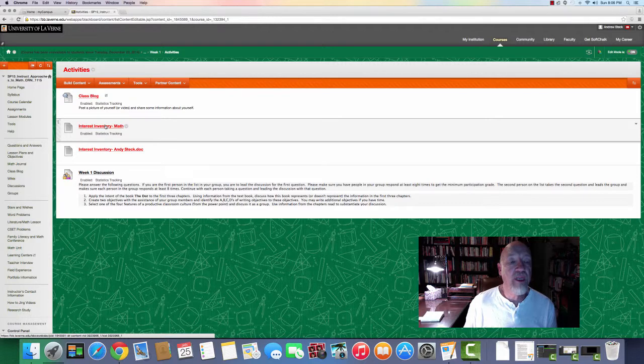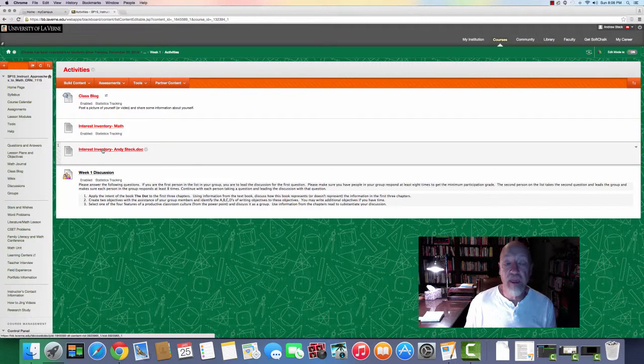You're going to respond to this interest inventory and put this in your math journal, and you will see mine here. The purpose of an interest inventory is to get to know your students better, so you can develop the relationship you have with your students and maximize that to the potential of really working well with your students.